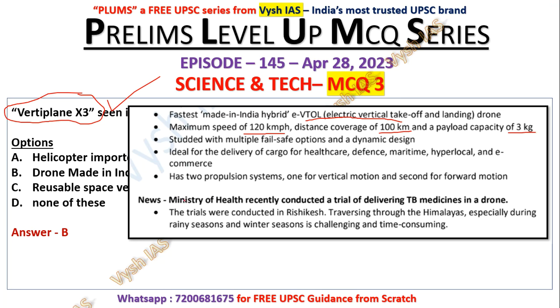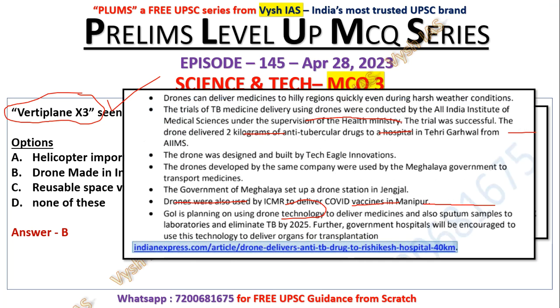is in the news because the Ministry of Health recently conducted a trial of delivering TB medicines in a drone. Okay, so this was conducted in Rishikesh, again in Uttarakhand. So the Himalayan regions, travel in the rainy seasons, everything is very difficult to transport something from one place to another. So this one will help in delivering medicines or food and other things in harsh weather conditions also.